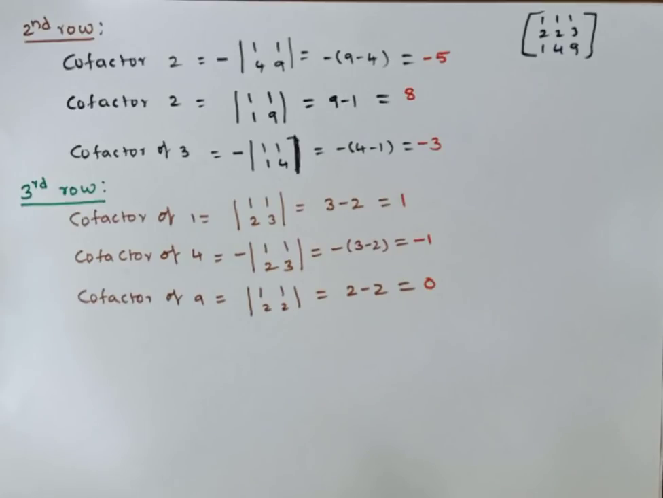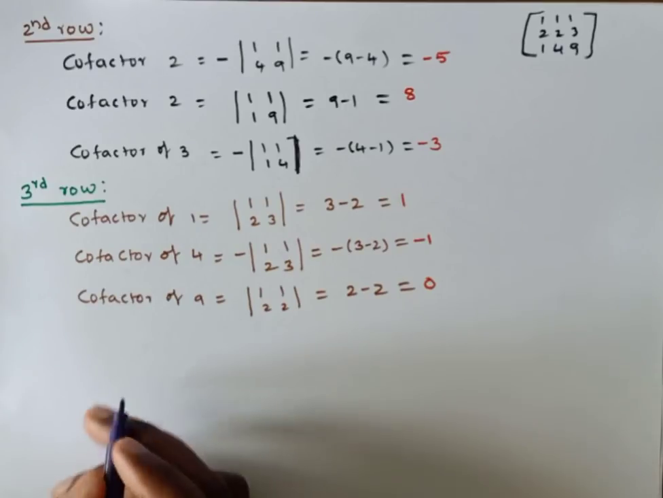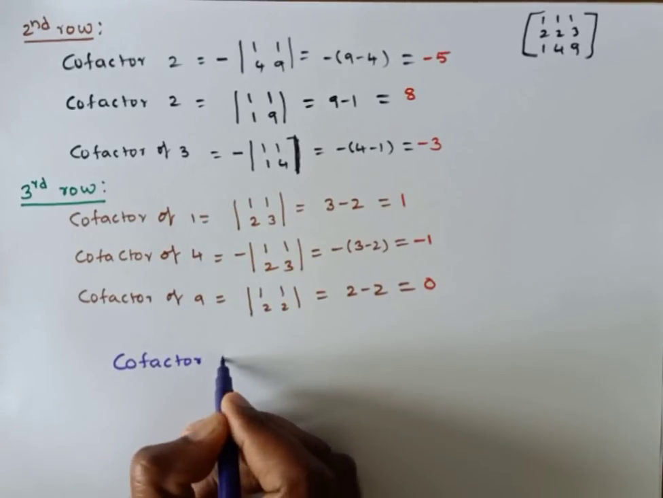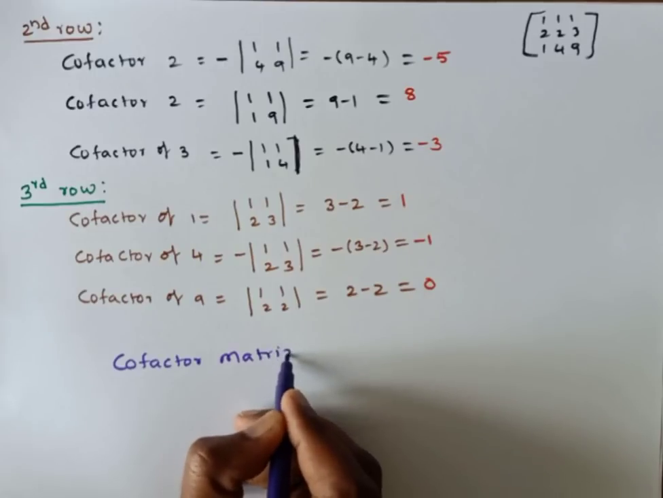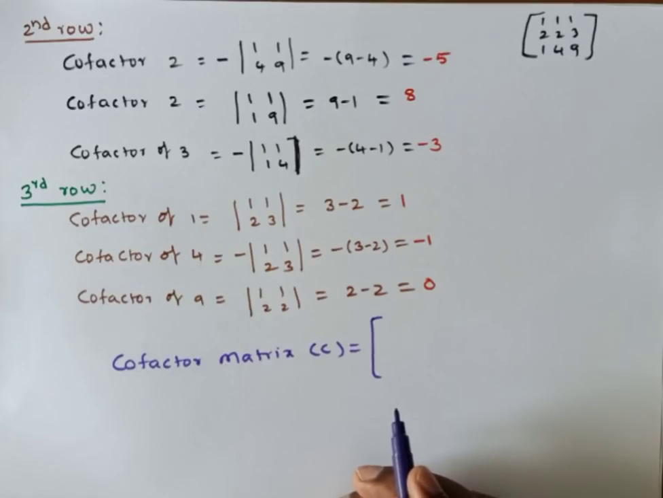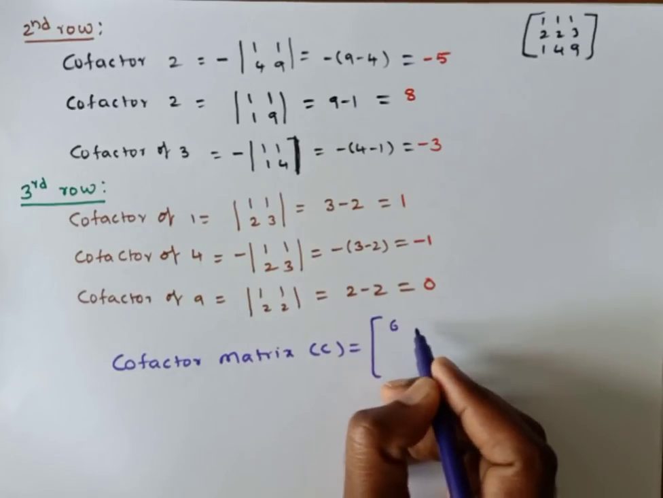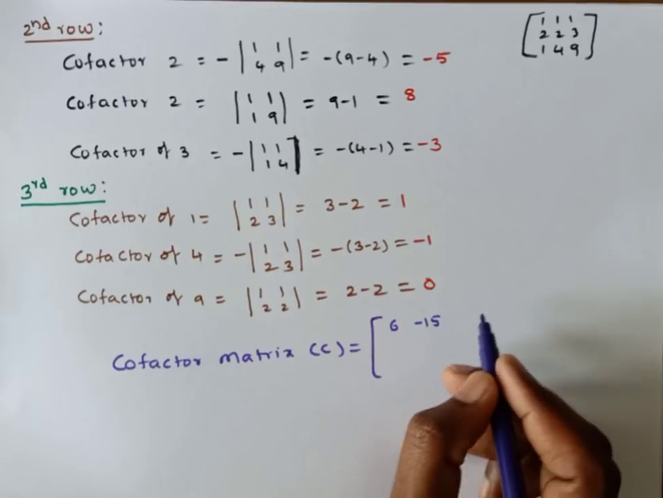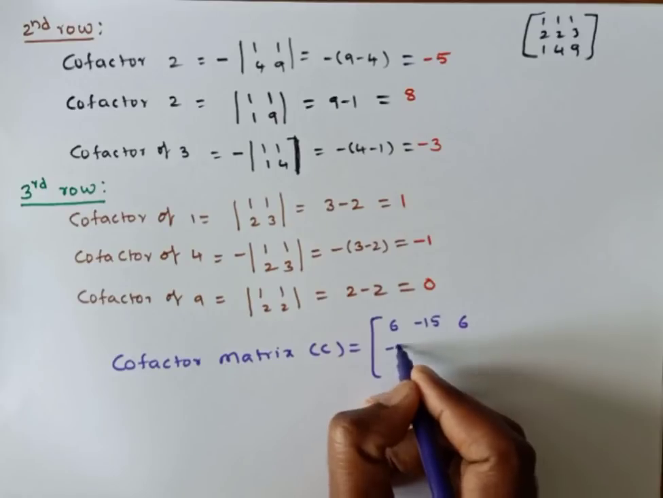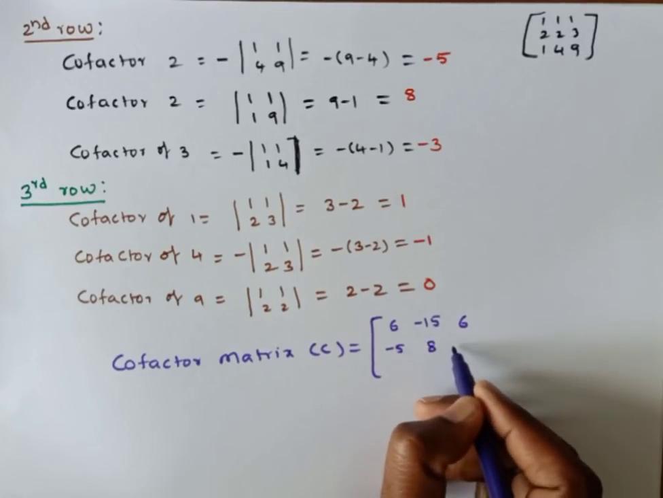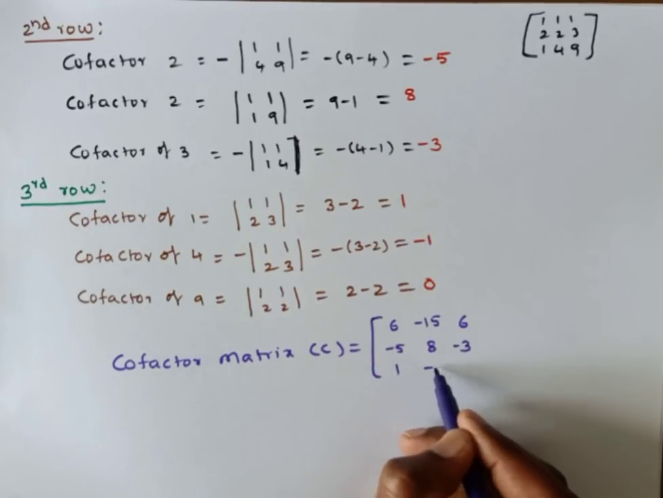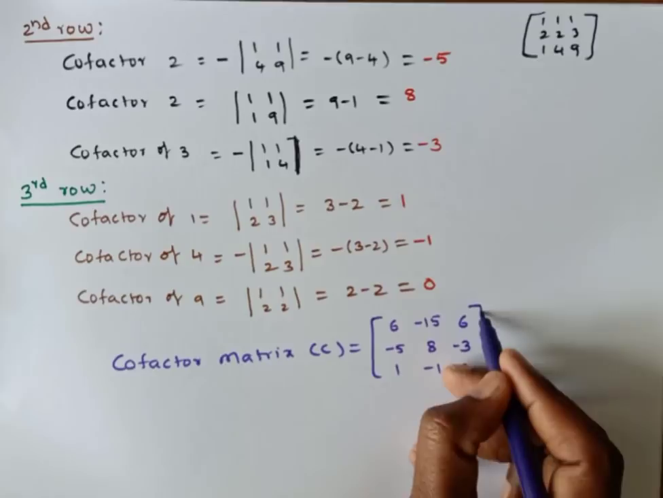Okay, now by using this, we can express the cofactor matrix, which is denoted by C. Write it row-wise. The first row elements are 6, minus 15, 6. The second row elements are minus 5, 8, minus 3. And the third row is 1, minus 1, 0.